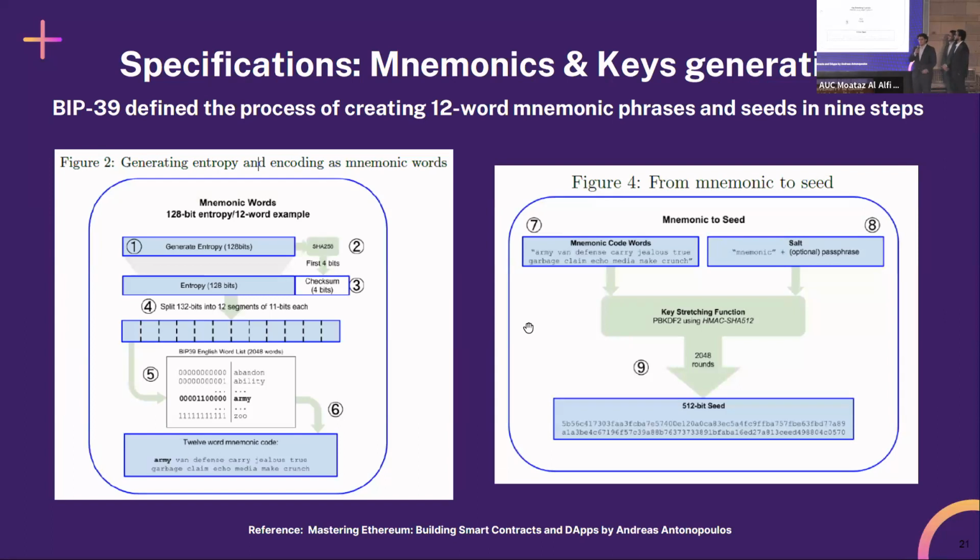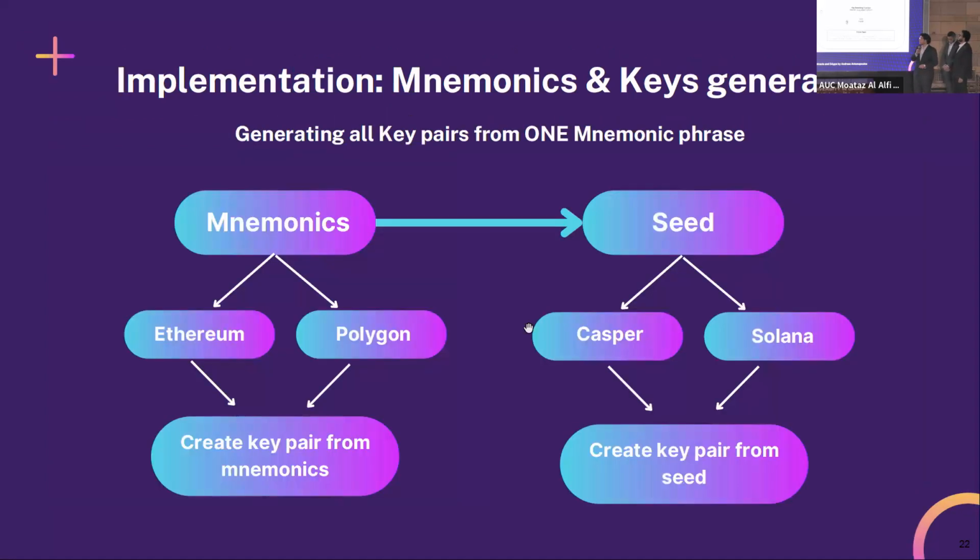And then we split into 12 words, each of 11 bits. And then we map the 11-bit words from a dictionary. And we finally end up with 12 random English words called the mnemonic phrase that we give to the user. And then we can give the mnemonic phrase to a stretching function and get the 512-bit seed that can be used to generate all the key pairs. So in our implementation, for each user, we generate 1 mnemonic phrase and 1 seed. And then we created key pairs on 4 different chains: Ethereum, Polygon, Casper, and Solana.